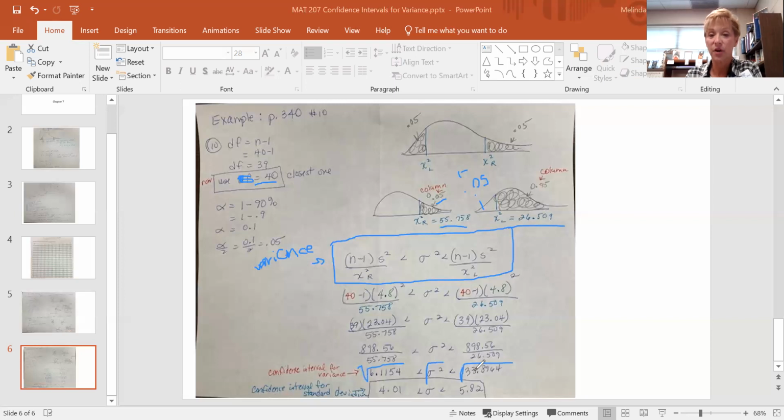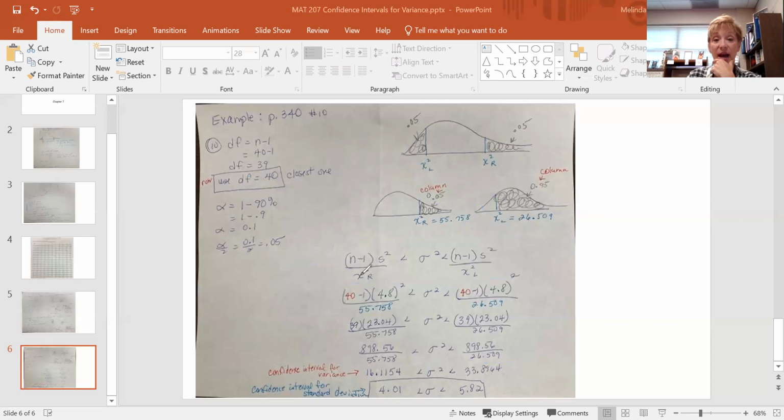The square root of this 33 point number was about 5.82. The square root of this 6 number was about 4.01. So usually I go to one more place of accuracy than my original data. Because they rounded to the tenths, I went ahead and rounded my answer to the hundredths. Okay. So do you understand that the only thing you have to do is find these chi-squared numbers and be careful.